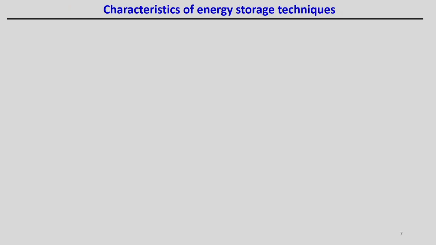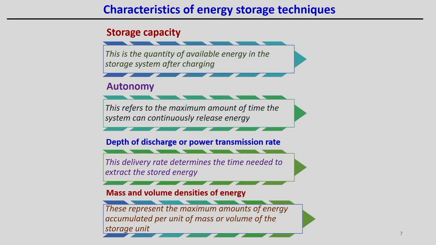So there are some characteristics of energy storage techniques like storage capacity. This is the quantity of available energy in the storage system after charging. Autonomy, which is very, very important, refers to the maximum amount of time the system can continuously release energy. And then power transmission rate or depth of discharge is the delivery rate, which determines the time needed to extract the stored energy. Mass and volume densities of energy is also one of the important characteristics. This represents the maximum amount of energy accumulated per unit of mass or volume of storage unit.